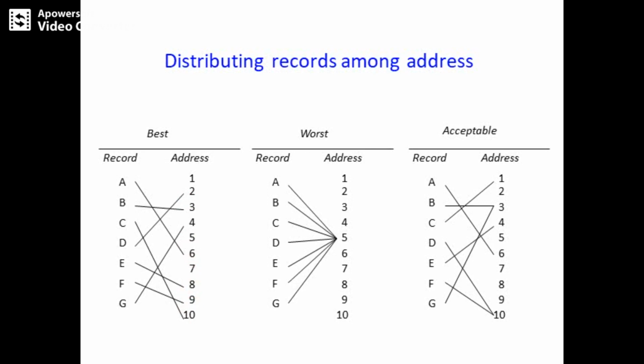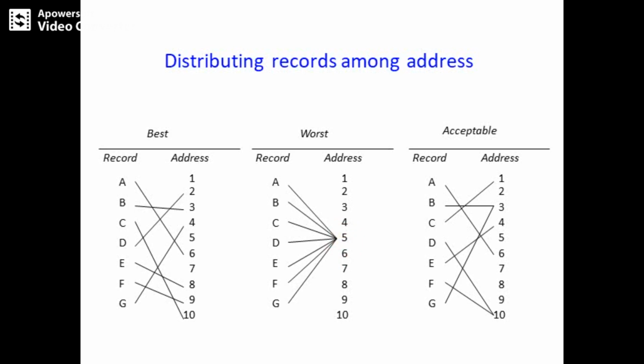So what do you mean by worst case? Worst case means all the records are hashed to only one single address. That is the worst case. So it is completely collision. If you consider here, all the records are collided to 5. So this is called the worst case.